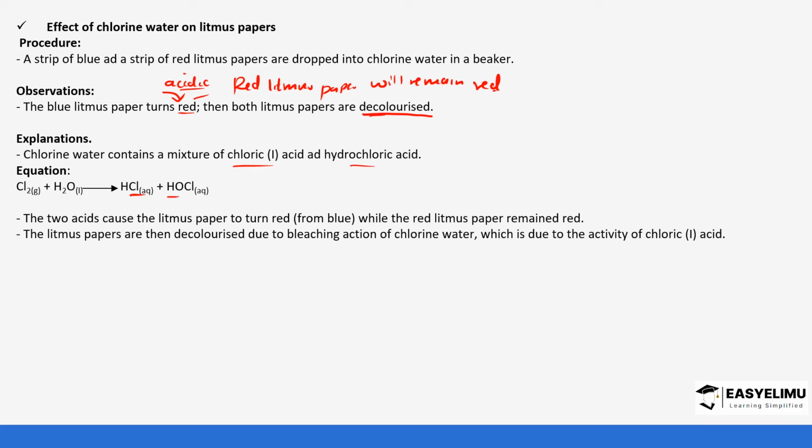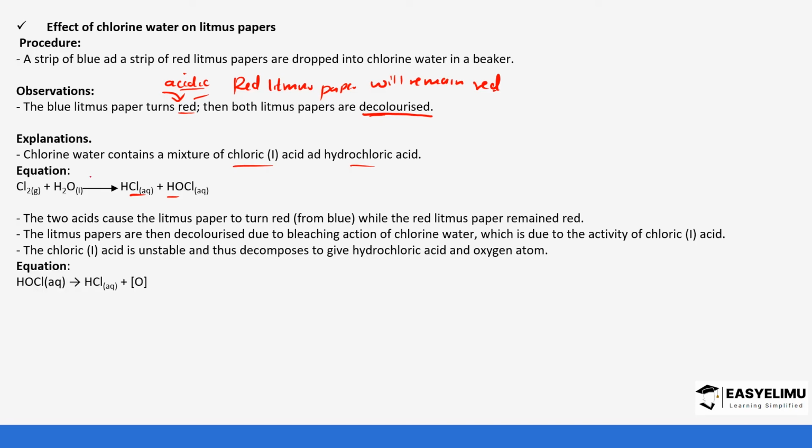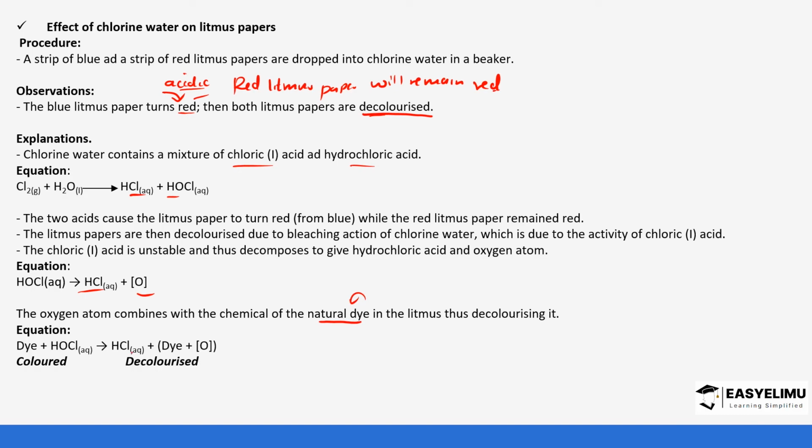What happens with chloric 1 acid? Just like we said that chloric 1 acid is unstable, so it decomposes to give hydrochloric acid and an oxygen atom, as you can see. So that oxygen atom is the one that combines with the dye in the litmus paper to make it colorless, as you can see from the equation. So we have the dye, which is either red or blue litmus paper. The blue litmus paper, remember, will turn red, so we are working with the red dye. So the dye will react with hypochlorous acid, which dissociates to form hydrochloric acid and oxygen. And then this oxygen reacts with the dye, causing the dye to decolorize. So that is what happens in the action of bleaching of the red litmus paper in this reaction.